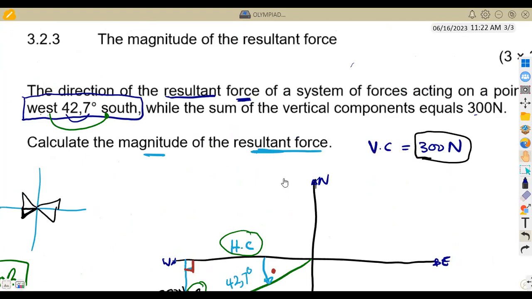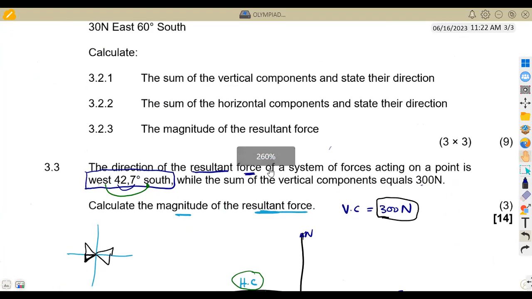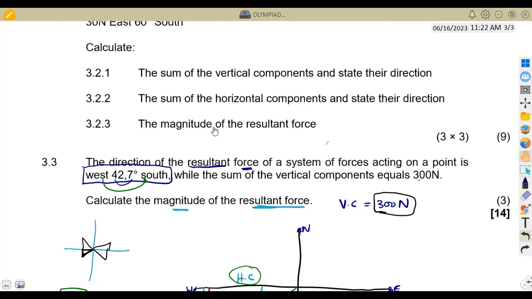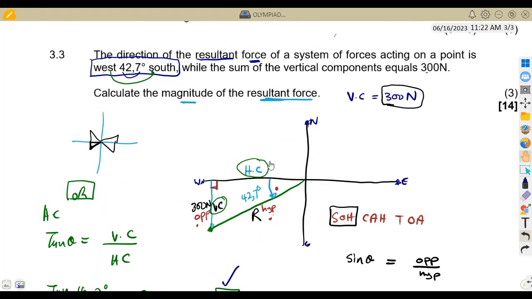All right, so that was our question on the calculation of the resultant force when you are given one of the components. Sometimes you might be given the horizontal component. You work with the information that you are given. But what is important is the direction. The direction gives us the exact quadrant where we are going to have our triangle. Are we going to have it in the first quadrant, in the second quadrant, in the third quadrant, or in the fourth quadrant?